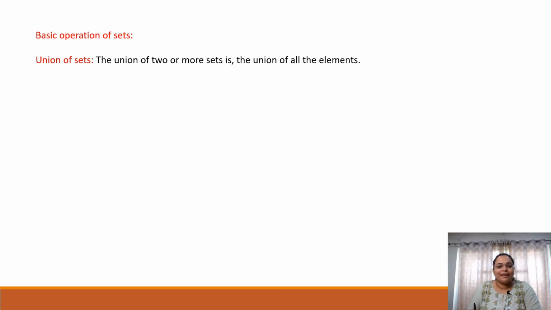The next topic is basic operations of sets. The first one is union of sets. So what is union of sets? The union of 2 or more sets is the union of all the elements. It is represented as A union B. So if you have set A is 1, 2, 3, 4.